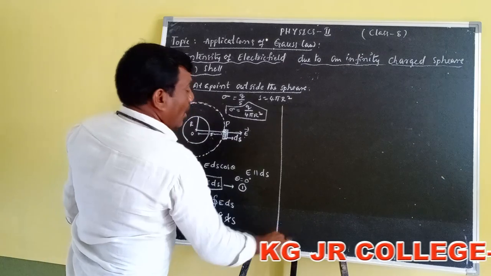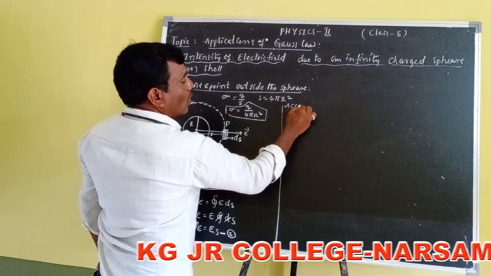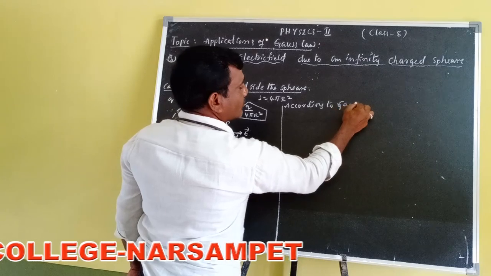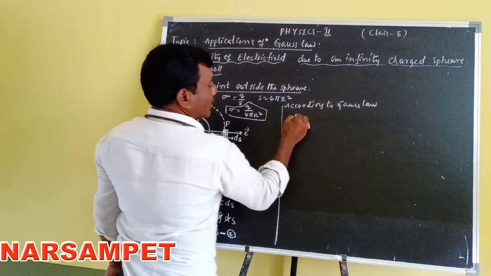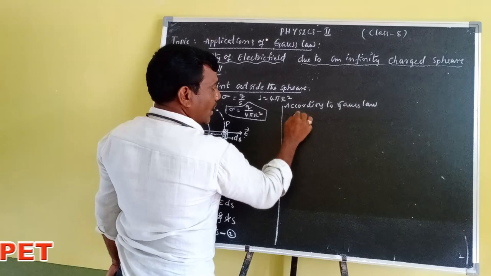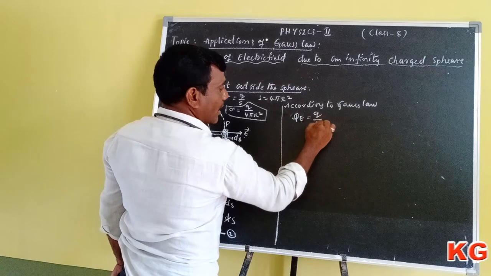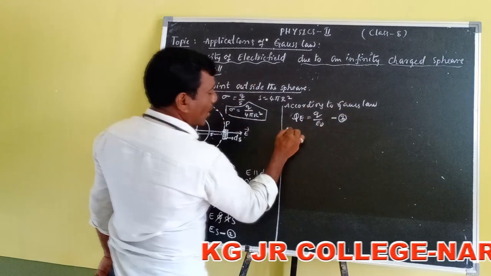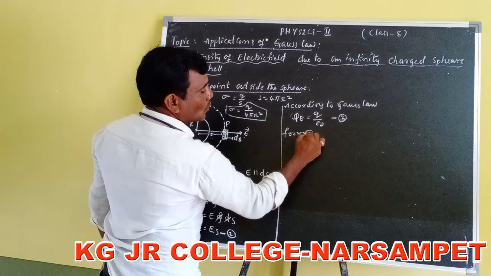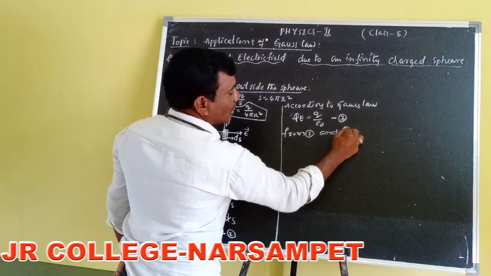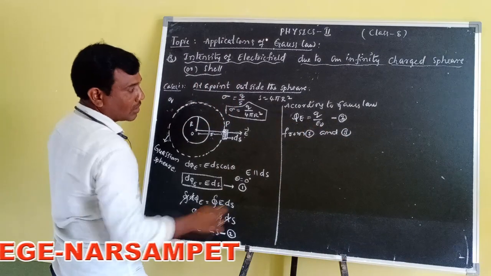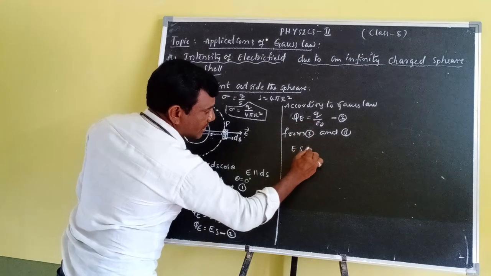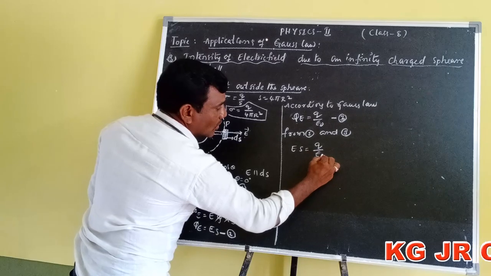But now, according to Gauss law, phi is equal to q by epsilon naught. It is equation number 3. From 2 and 3, the left hand sides are equal, so the right hand sides are also equal. Then E S is equal to q by epsilon naught.